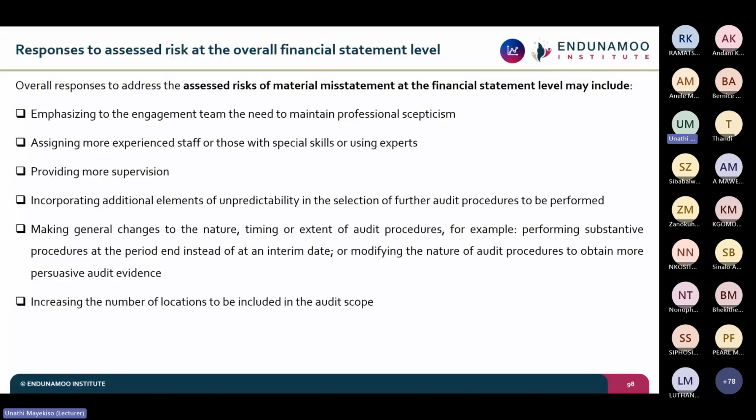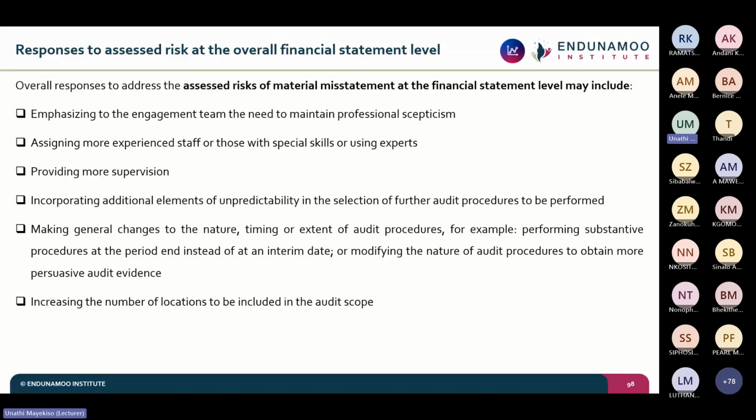Also increasing the number of locations to be included in the scope. Since there's, like in that other example, 9 subsidiaries, maybe when they did the group scoping, they only scoped in 4 companies. Maybe this year scope in 5, or change the 4 that you scoped in previously and scope in another 4.